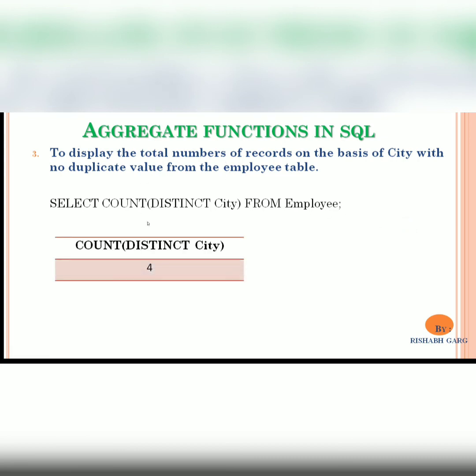Because of the distinct clause, it will not count the duplicate values twice available in a city field in the employee table. I hope it's clear to all of you.